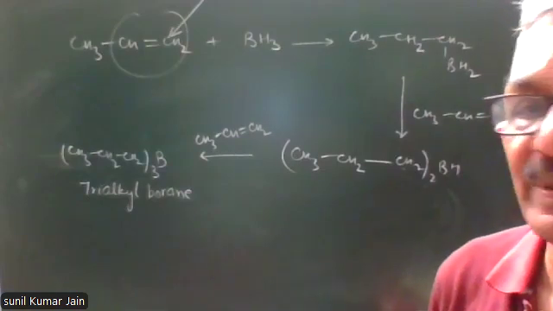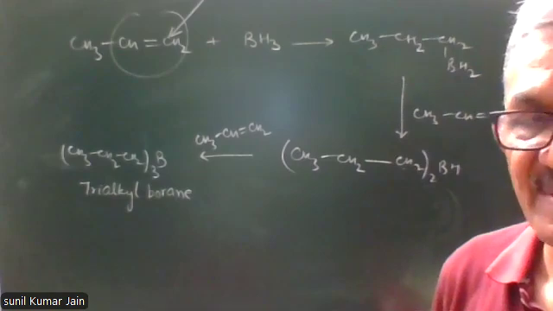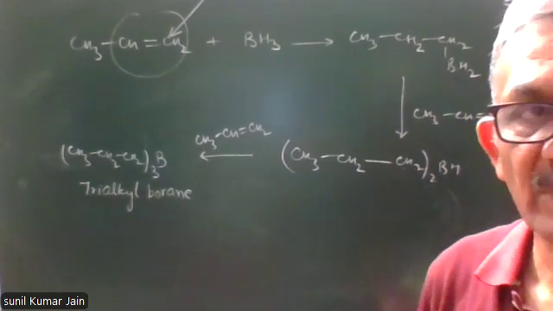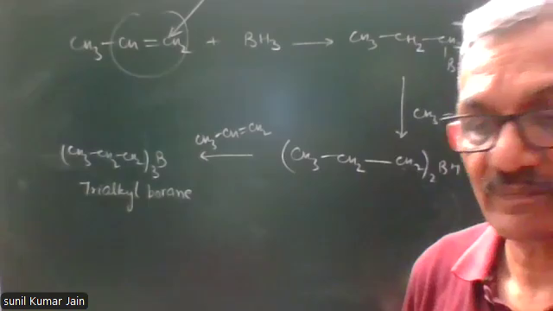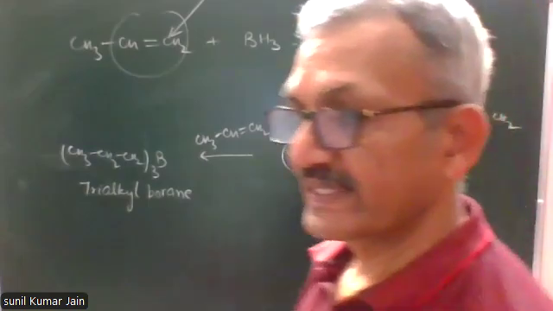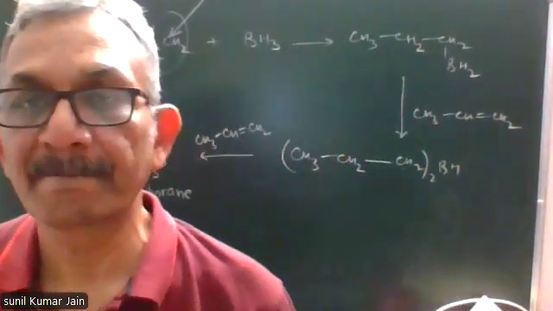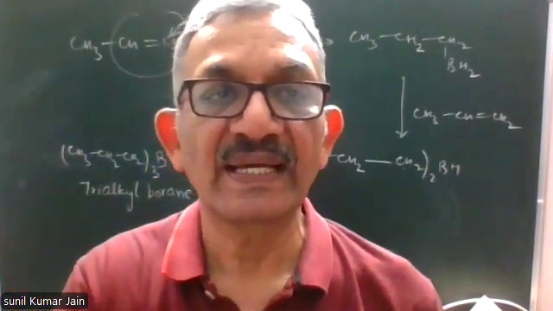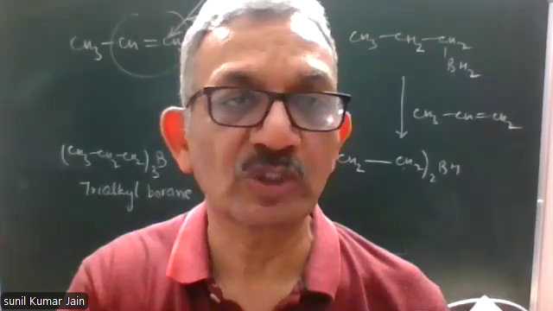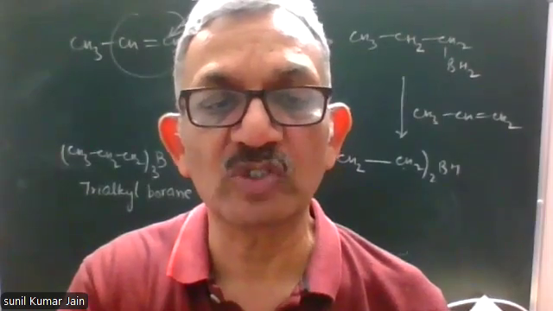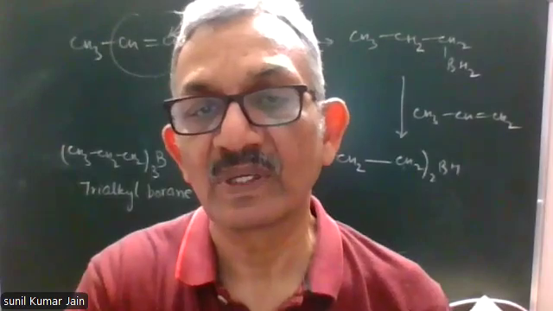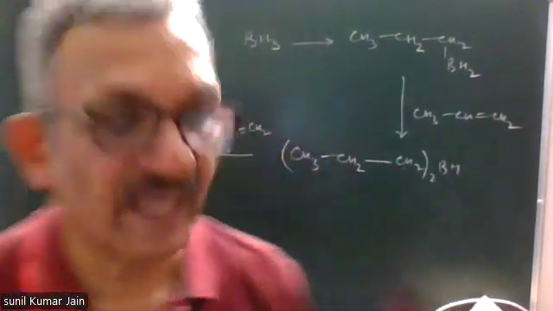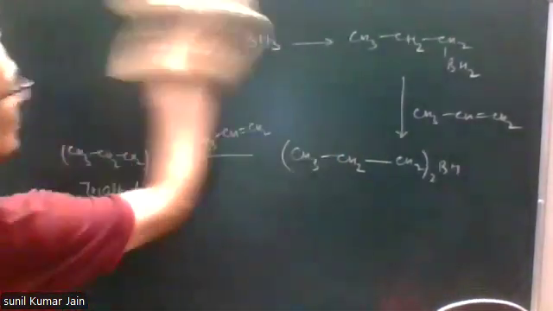In the second step, trialkyl borane is oxidized with alkaline H2O2, alkaline hydrogen peroxide, to give an alcohol. Write the equation.